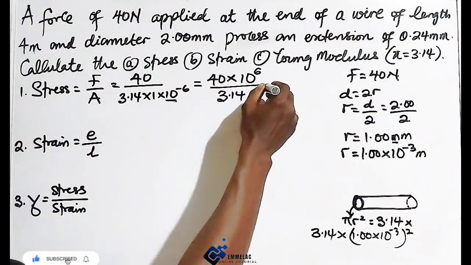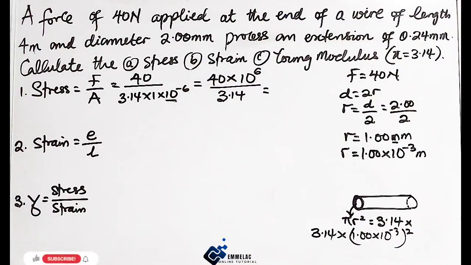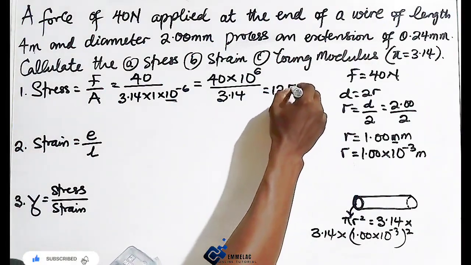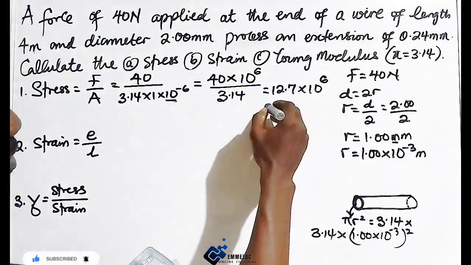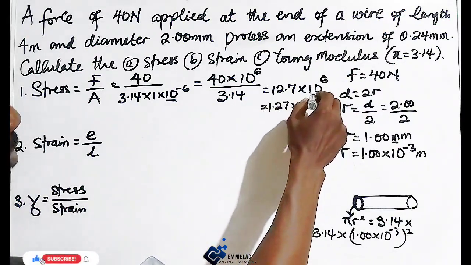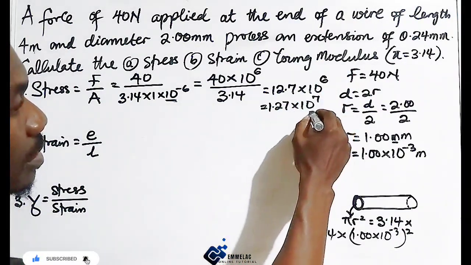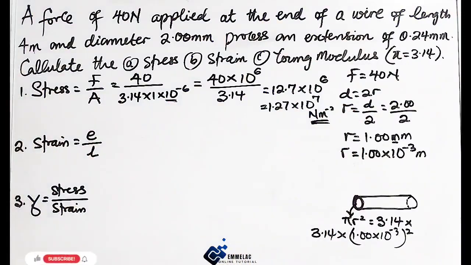Okay, now if I punch our calculator here, we have that 40 divided by 3.14. So it will be 12.7 times 10 raised to the power of 6. So here will become 1.27 times 10 raised to the power of 7. And our unit is in Newton per meter square. Okay, right.